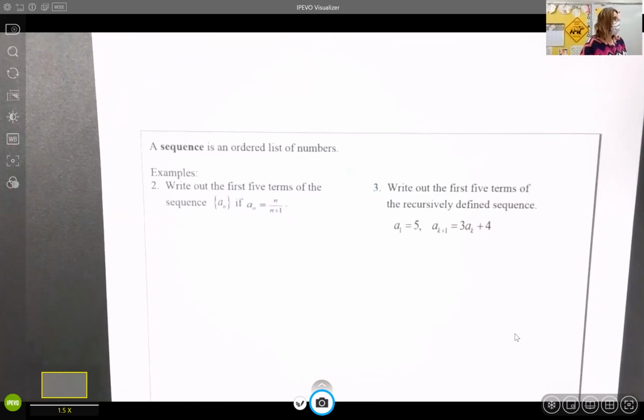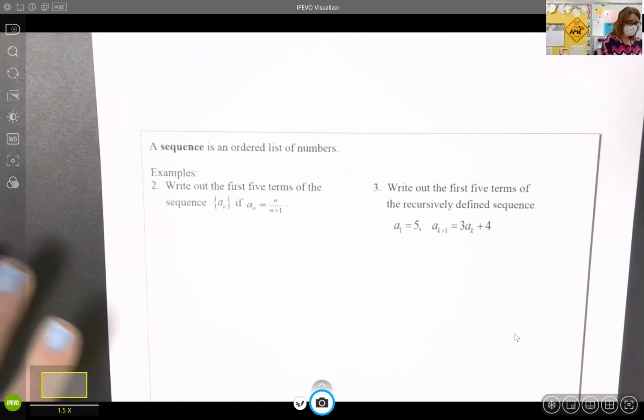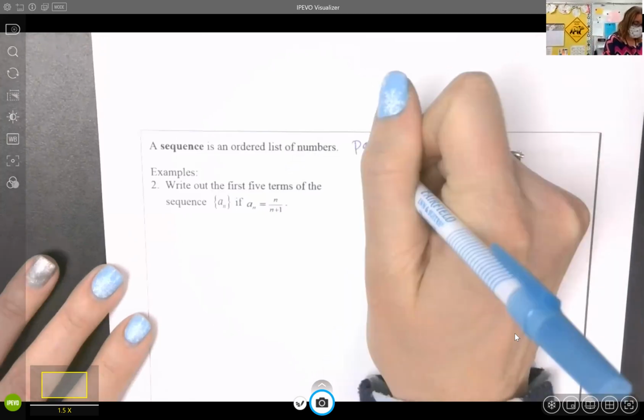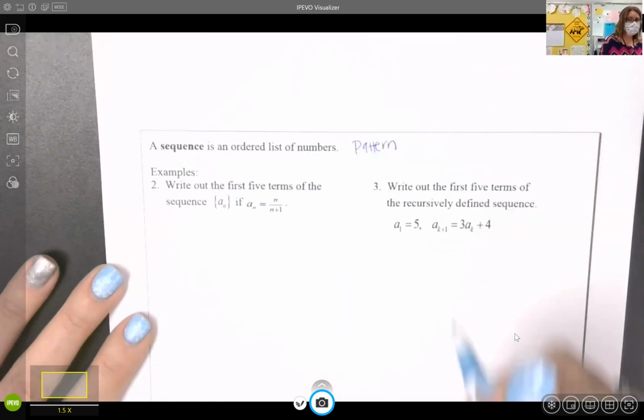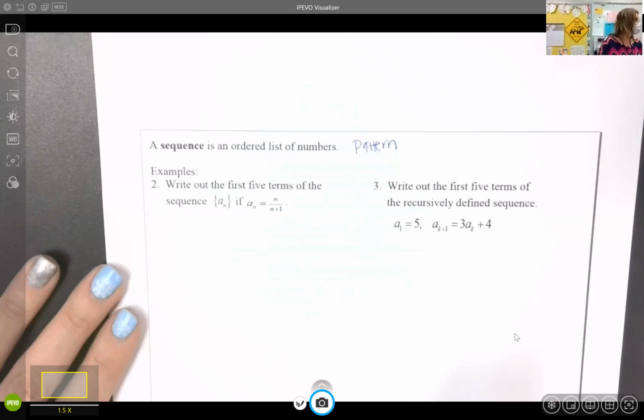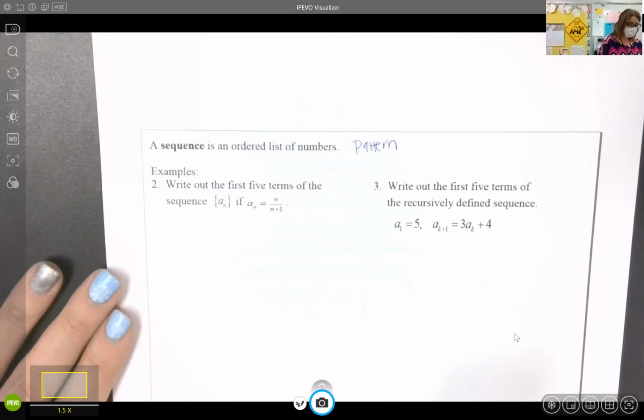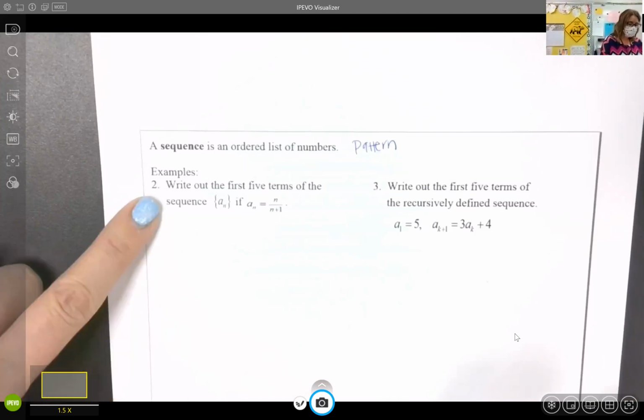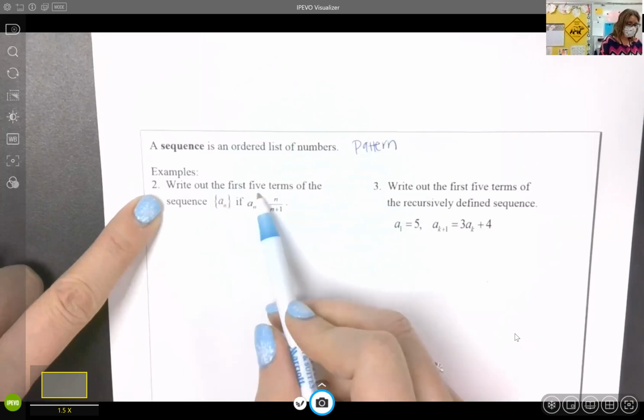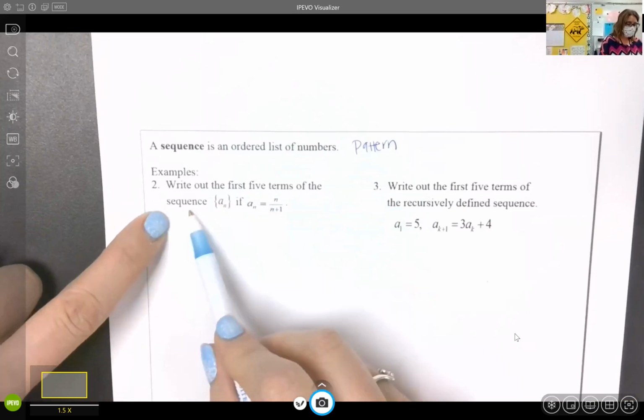And then if I'm doing something different than that, then it's neither of those, but it still has an order. It's still ordered, okay? Because it's called a sequence. It has to have some pattern, okay? So your job is usually to figure out what the pattern is, okay? All right, so this says write out the first 5 terms of the sequence, AN.